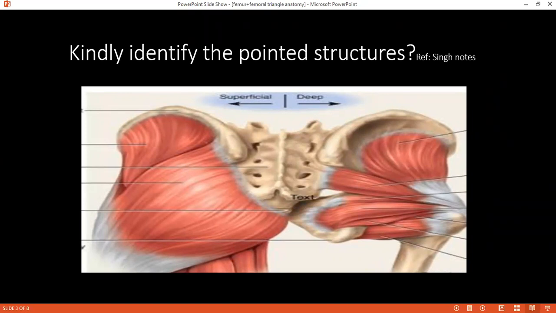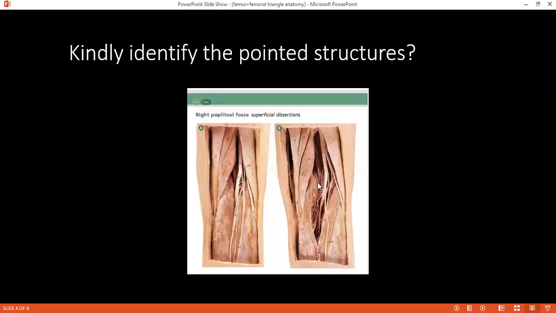Okay, never mind. Right, can you please tell me how many compartments there are in the thigh? There are anterior, medial, and lateral compartments. Okay, and what are the nerves of each compartment? So the anterior compartment is supplied by the femoral nerve. The lateral compartment has the same nerve supply, and the medial compartment has the nerve. I don't know. Sorry.